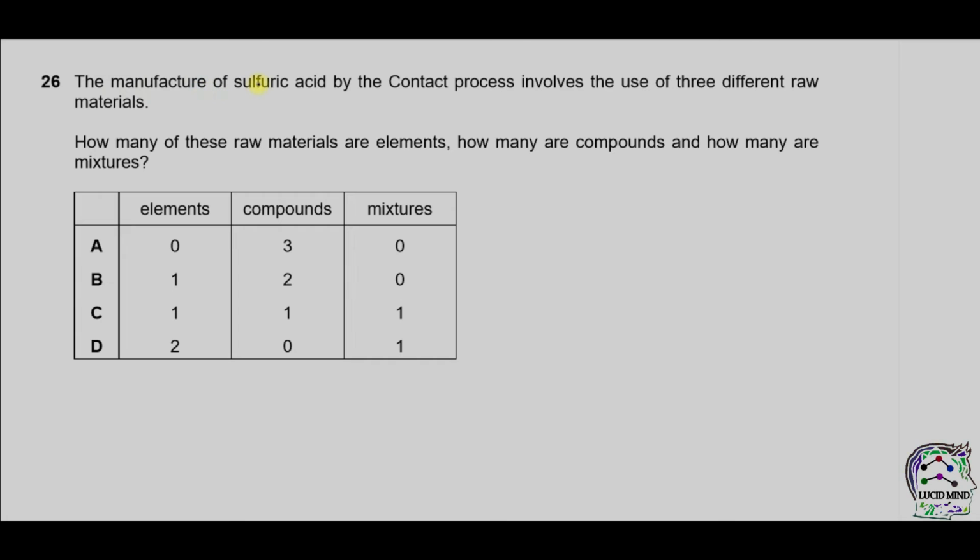Question 26. The manufacture of sulfuric acid by contact process involves the use of 3 different raw materials. How many of these raw materials are elements, how many are compounds, and how many are mixtures? In the formation of sulfuric acid by contact process, we need these raw materials. First one is sulfur. Second one is air. And third one is water.